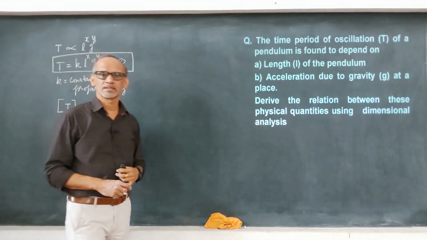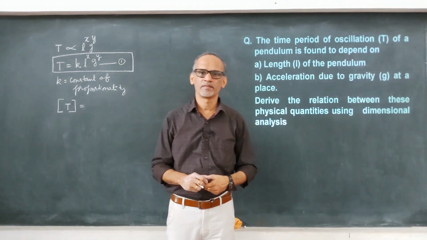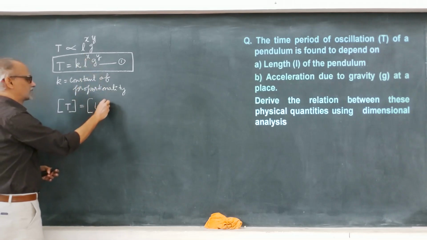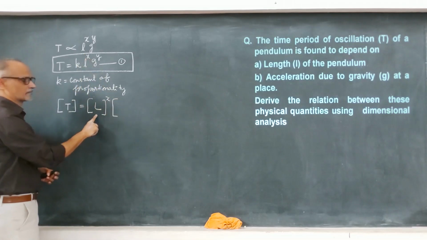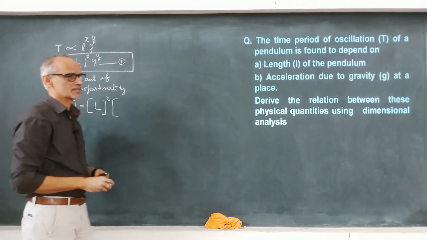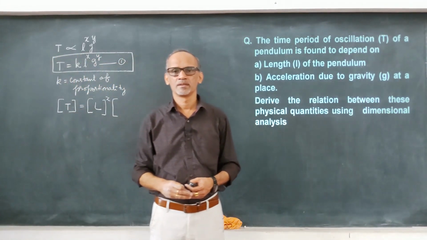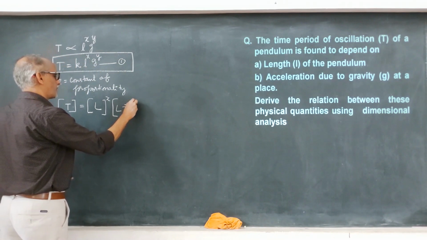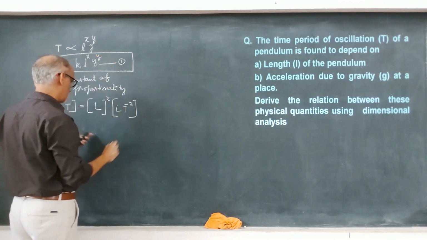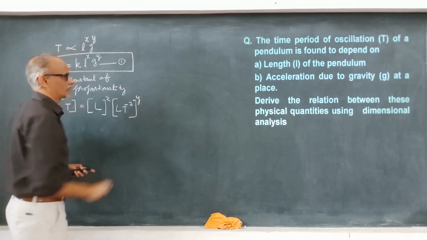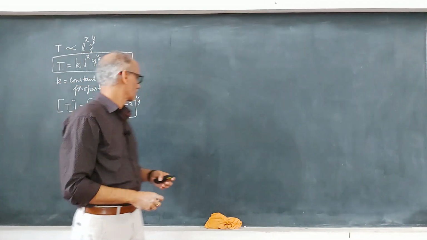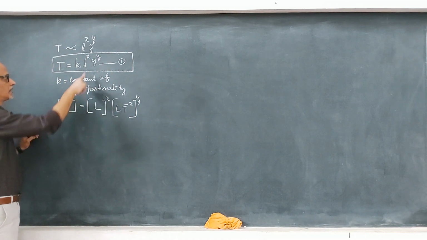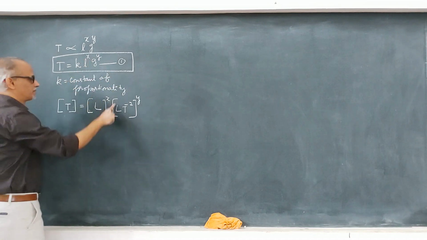What comes next? L. What does L stand for? Length. So, what is the dimensional formula of length? L itself. So, write L. What is the power for it? The power is x. L to the power x. G, what does G stand for? Acceleration due to gravity. So what is the dimensional formula of acceleration? It is L T to the power minus 2, to the power, what is the power here? It is y. Correct? So that is the power. Understood this now? For this constant, no dimensional formula. L to the power x and G to the power y.